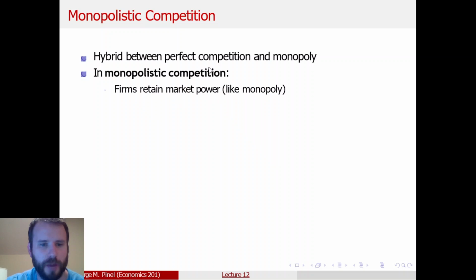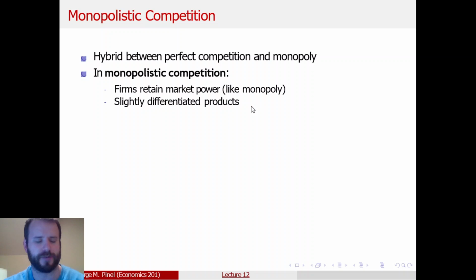In monopolistic competition, firms retain some sort of market power, so they have a little bit of an ability to change their price. Their products are slightly differentiated, so it's not going to be all apples are the same. It's going to be this brand of jeans is different than this brand of jeans. This brand of soda is different from this brand of soda, that kind of thing.